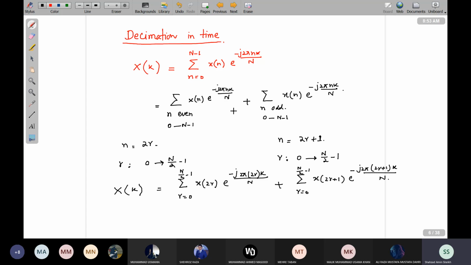Just replace the variables. n is replaced with 2r in these terms and n is replaced with 2r plus 1 for the odd terms. Nothing else.